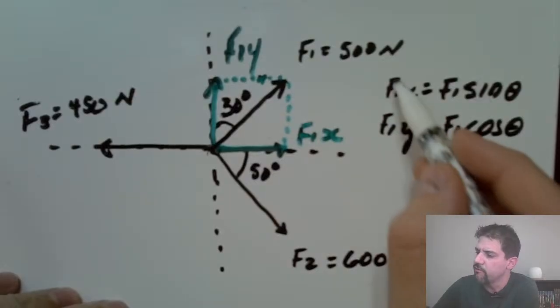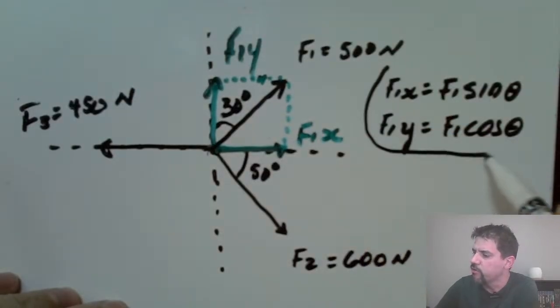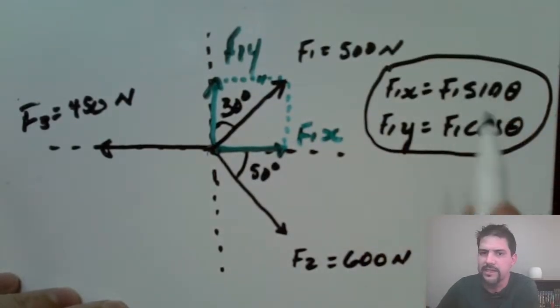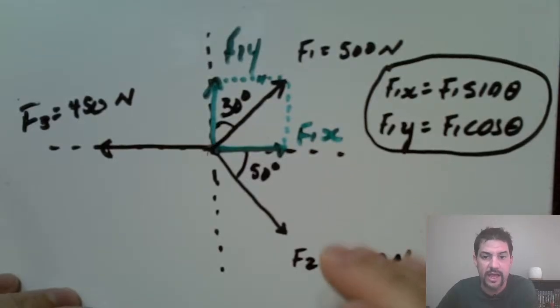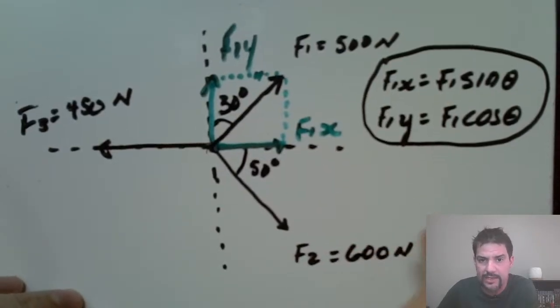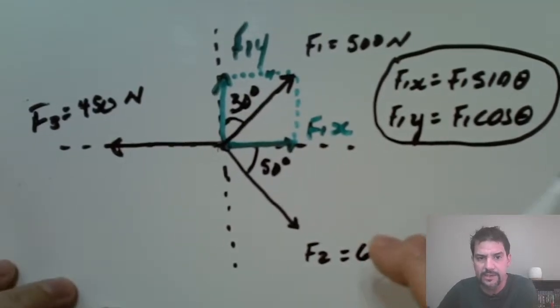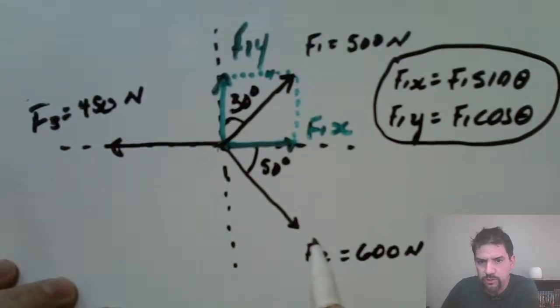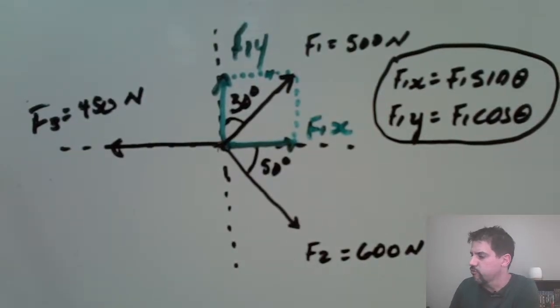So this one is for the first force. And any question, regardless of what they ask, this is the first step. You have to get that force that is not on any axis into the axis. Now, for F2 is the same. We have to take F2 and break it into components.